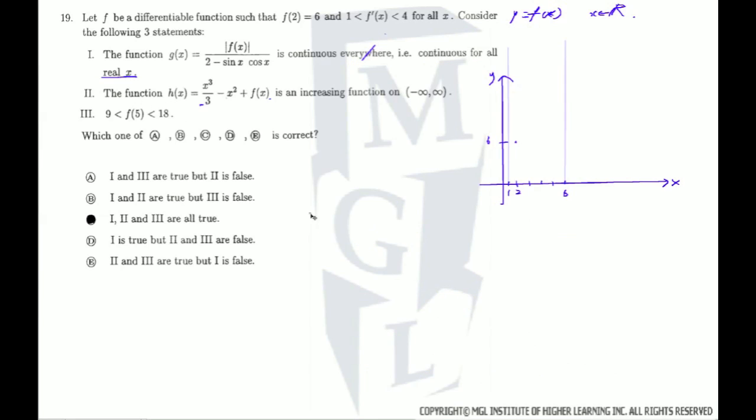Okay, for the second statement, we want to test if this is always increasing, then we need to show that the derivative is always positive. Let's differentiate that first. The 3 will come down, will give you x squared minus 2x plus f prime of x. Okay, so x squared minus 2x, that's a quadratic. Now I want to make sure this is always positive. So I want to know what the minimum is. I know this is part of a parabola, but what is the minimum value of x squared minus 2x?